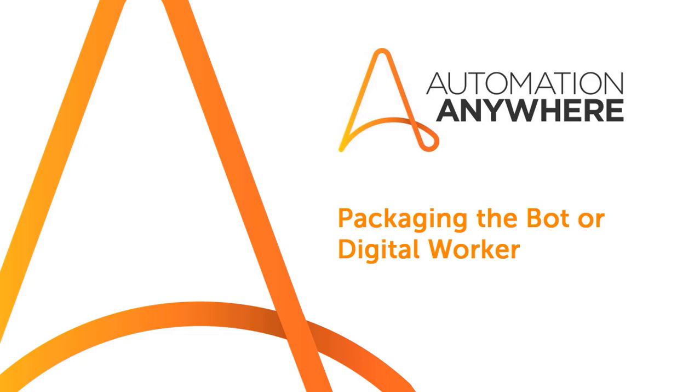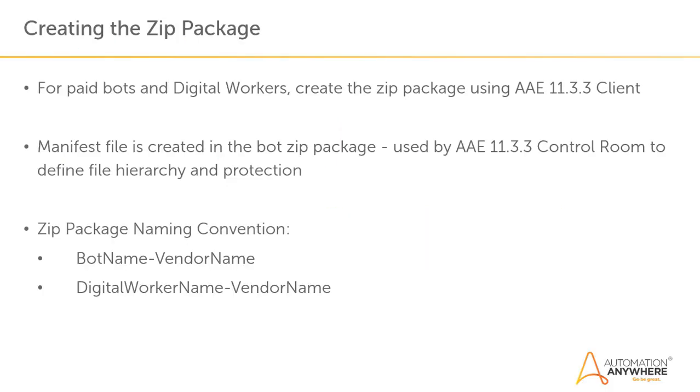Let us now learn how to package the bot or the digital worker to submit to the bot store. Creating the zip package. For paid bots and digital workers, create the zip package using Automation Anywhere Enterprise 11.3.3 onwards client. A manifest file is created in the bot zip package, which is used by Automation Anywhere Enterprise Control Room to define the hierarchy and protection.